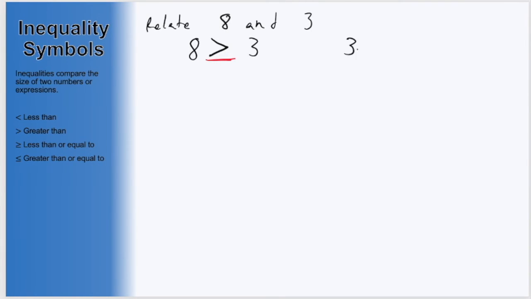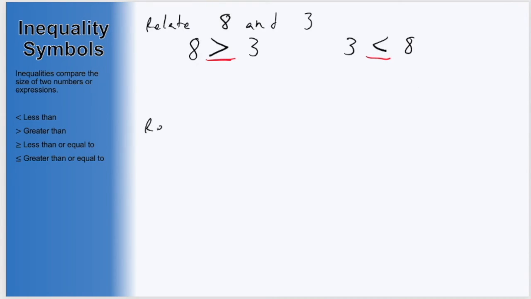Meanwhile, if we wrote the 3 on the left and the 8 on the right, what symbol would go in the middle? Again, 8 we still realize is the bigger number, so our symbol should open up towards the 8. So this relationship would read as 3 is less than 8, which is correct.